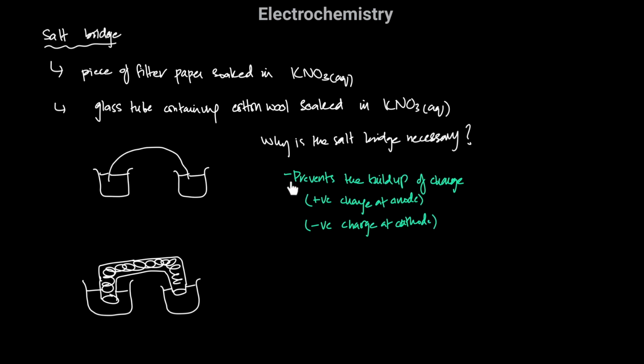So what the salt bridge does is it prevents that buildup of charge. The function of the salt bridge is to prevent the buildup of charge, and by preventing the buildup of charge, it ensures the flow of electrons, and therefore we can say that it completes the circuit. Again, in order for the circuit to be complete, electrons have to be able to flow, right? And they're unable to flow due to the buildup of charge. But if we have a salt bridge, it'll prevent that buildup of charge, and therefore it'll complete the circuit.